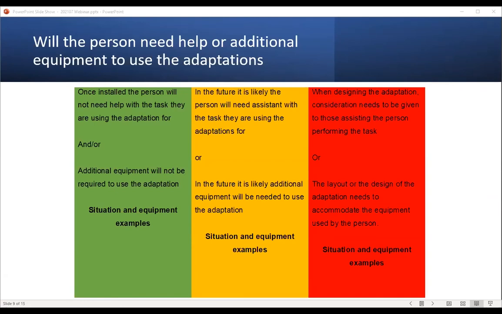Again, the next amber is where it's likely that the person might need some assistance in the future, or where it's likely that they might need some equipment. And then the red flag is where the person's already having assistance, and we might need to take that into account when we're designing the adaptation, or if they've got specialist equipment that we need to take into account in terms of the design. And again, what you'll see in all these is that I'm wanting to provide some examples to help frame that a little clearer.